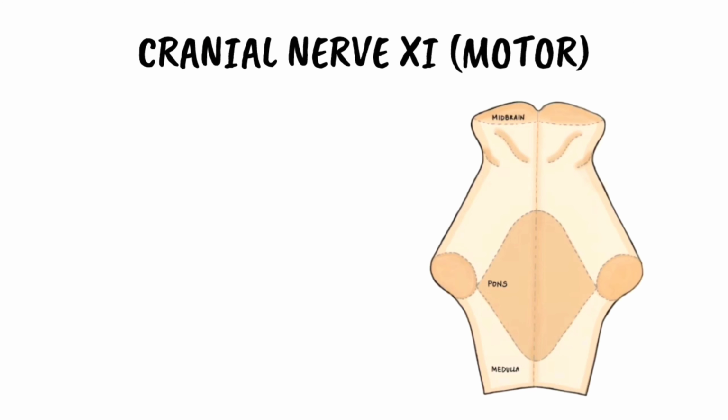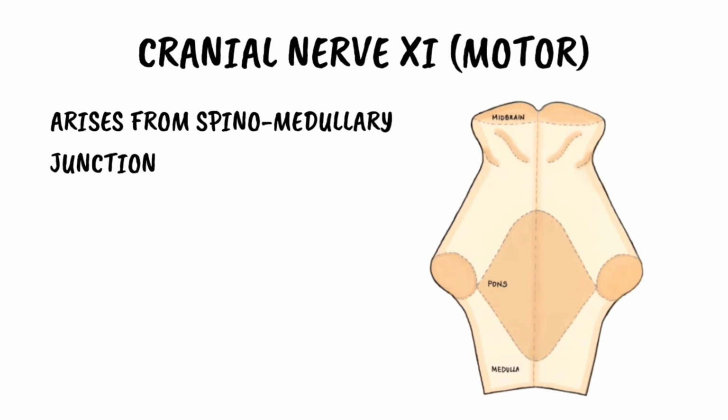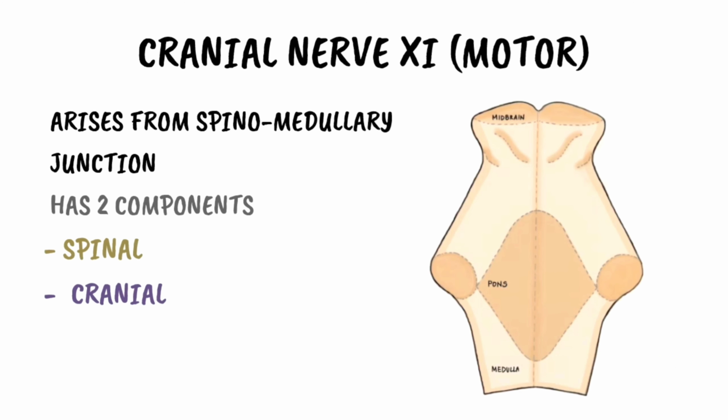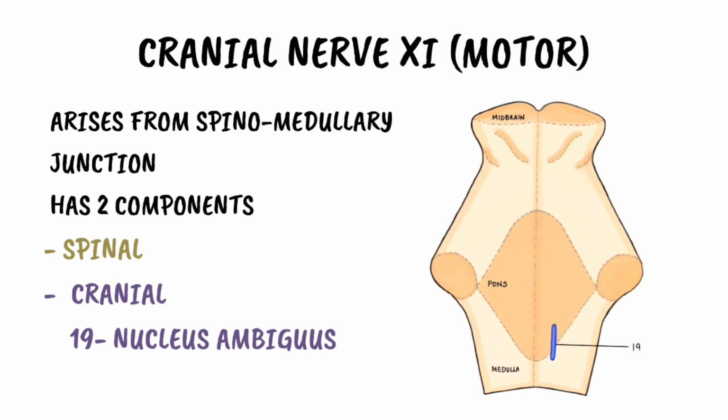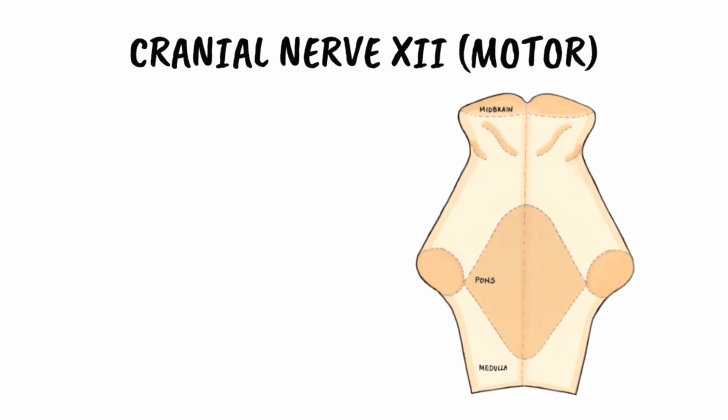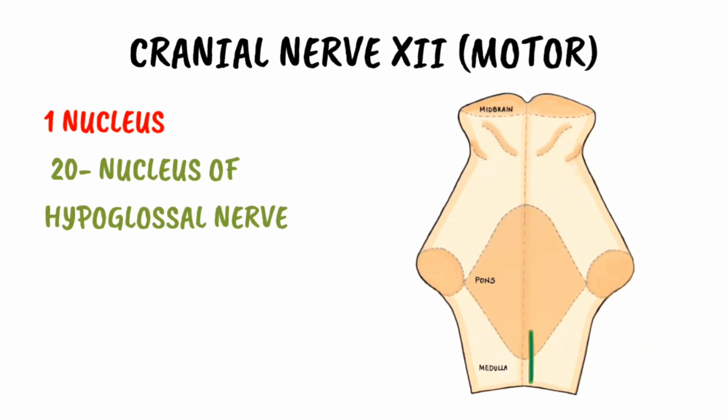Recall that the cranial nerve 11 arises from the spino-medullary junction, so it has two components: spinal cervical component and cranial component. The cranial component has one nucleus called nucleus ambiguus. Cranial nerve 12 has one nucleus called nucleus of hypoglossal nerve.